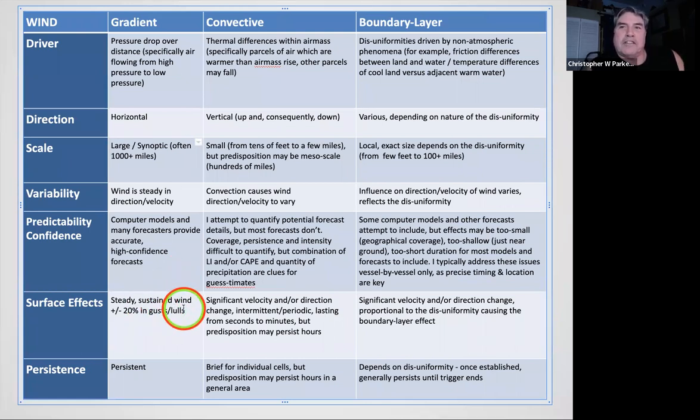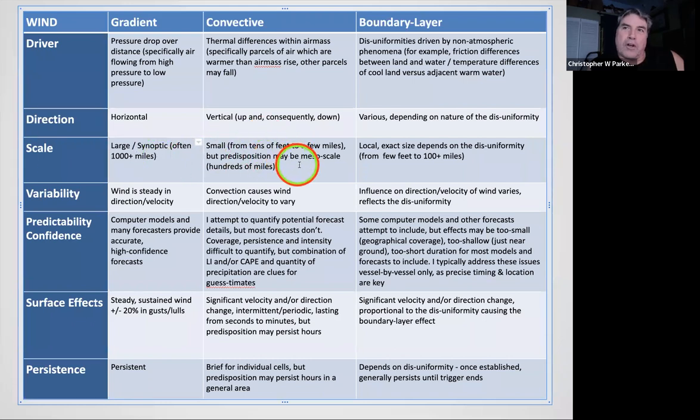The surface effects, it's a steady wind, maybe plus or minus 20% in gusts and lulls, and it's really persistent. So what else drives the winds? Well, they're convective winds, and these are driven by thermal differences within an air mass. So within an air mass, we've got pockets of air that's a lot warmer or a lot cooler. The warmer air is going to tend to rise, the cooler air is going to tend to sink. And so this is a very chaotic vertical up and down motion of air. So it's primarily vertical in direction.